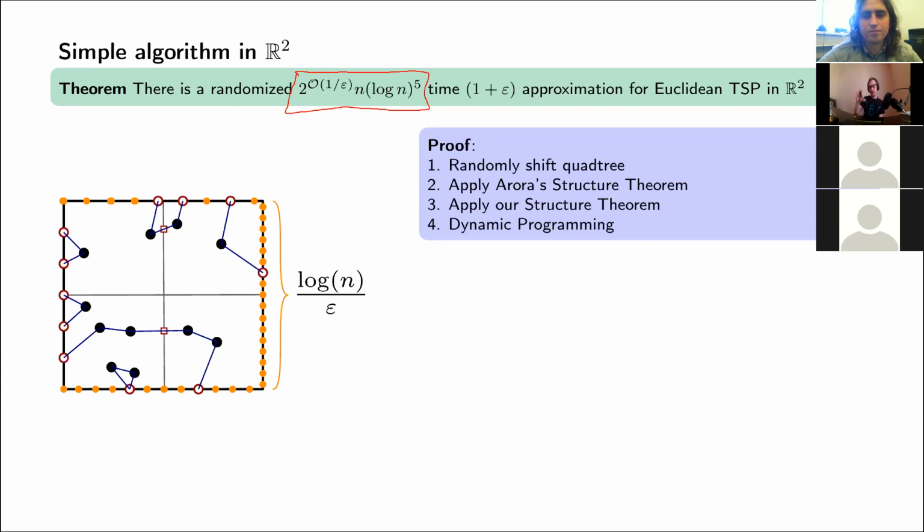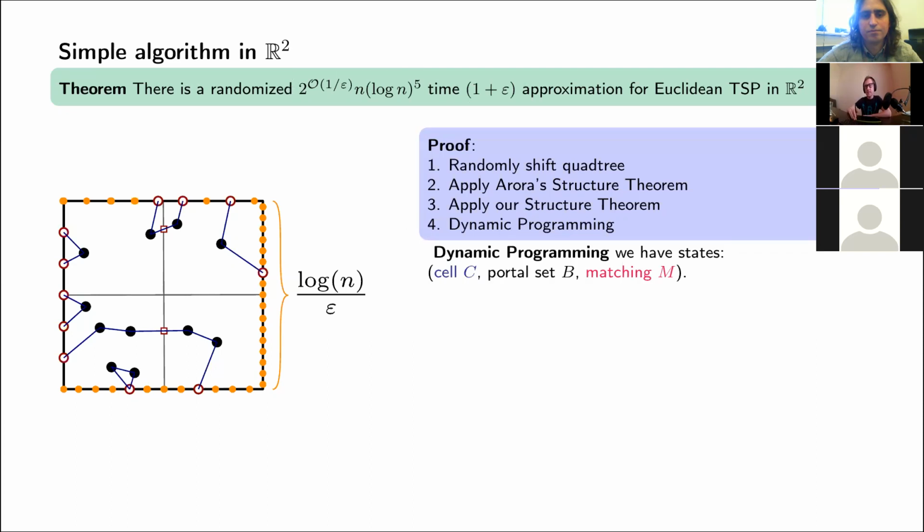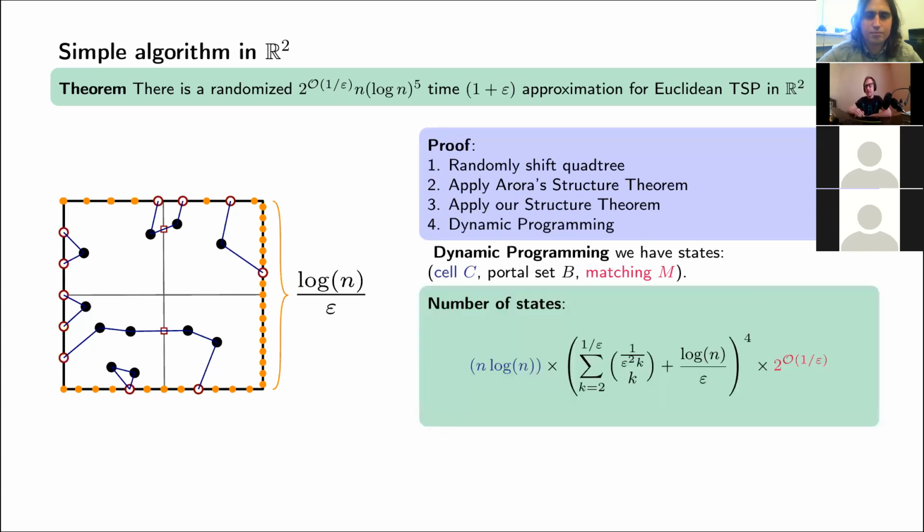And now on top of that Arora structure theorem, we will apply our structure theorem. This application of Arora's structure theorem is only to get rid of this small technical issue with k equal to 1. And then we actually can do this dynamic programming. In the dynamic programming, what we will have is a quadtree cell, a number of portals, and the margin on these portals. And it will basically have this many states.